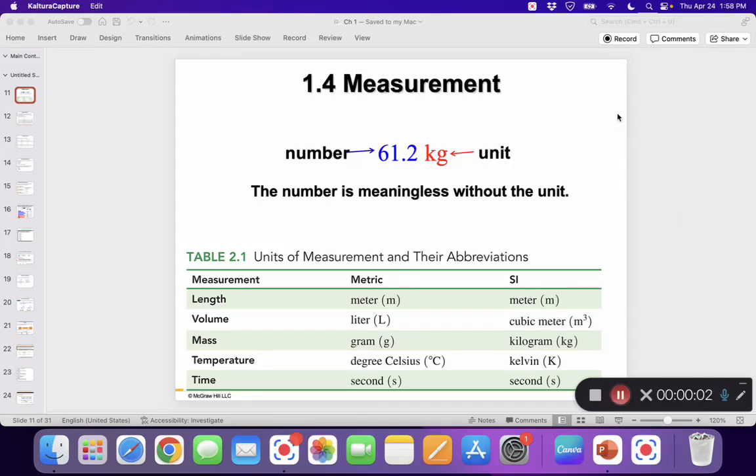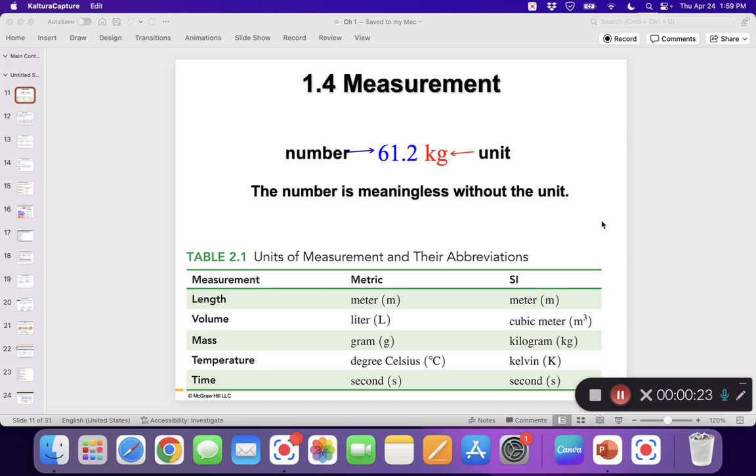Hello students. In today's class, we are going to learn about units and measurement, some rules of significant figures, and finally we will learn how to apply them in solving a math problem. So let us start.